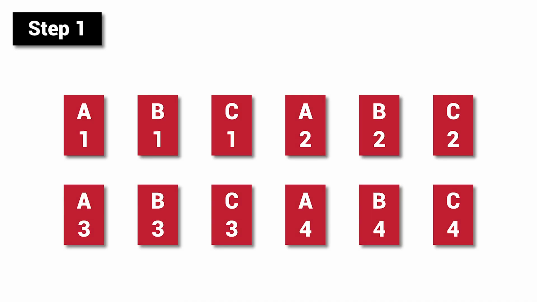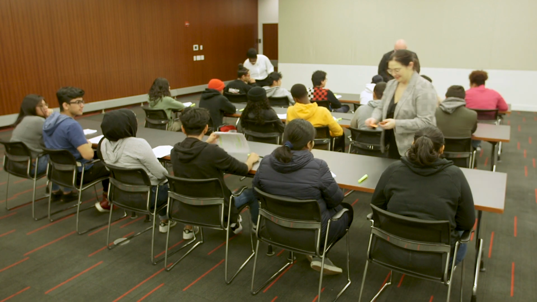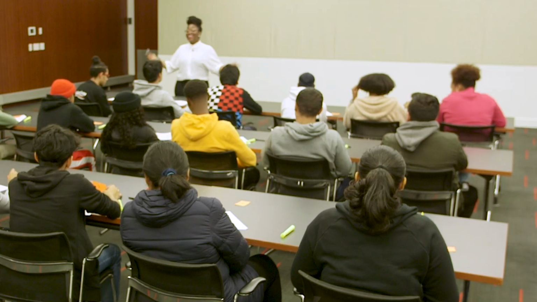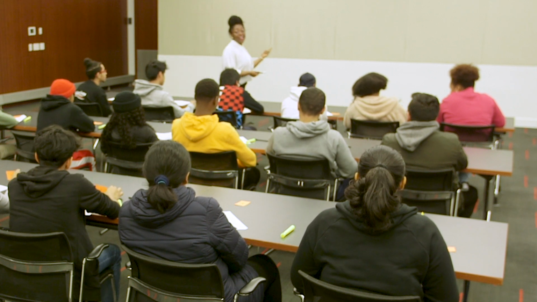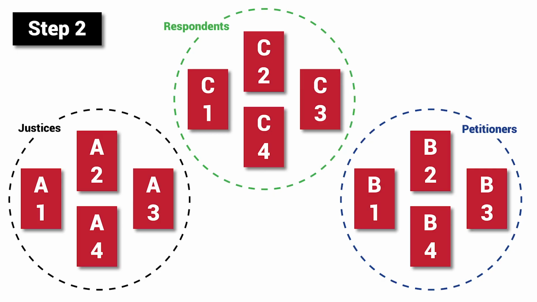The first step in preparing students to participate in the Mini-Moot is grouping the students. The facilitator passes around cards that will help group students into roles of petitioner, respondent, or justice. So A will be justices, B you will be the petitioner, and C, you will be the respondent, okay? Next, students regroup into their 3 role groups: one group for all the petitioners, one group for all the respondents, and one group for all of the justices.